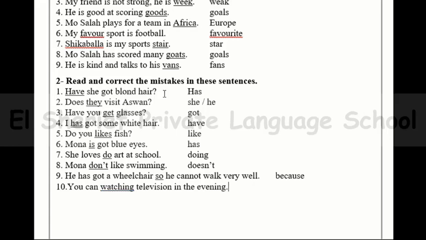Now let's move on to the last one and the last sentence here. You can watching television in the evening. And yes, the answer is going to be you can watch television in the evening.